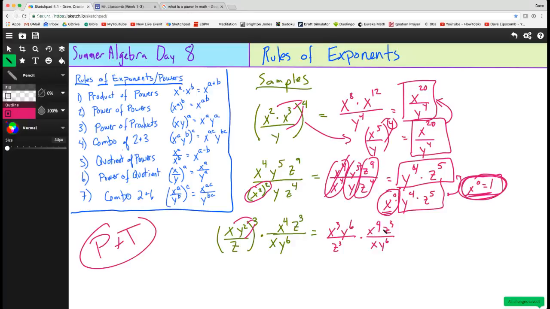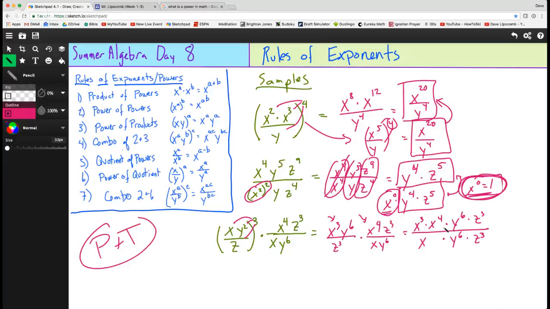Now let's multiply out this numerator. This is the same thing as x cubed, and I'm going to use a little commutativity, put my x's together, times x to the 4th. So x cubed times x to the 4th. And then we'll put our y to the 6th times z to the 3rd. And on the bottom, we'll put these in order as well. x, using commutativity, times y to the 6th times z to the 3rd.